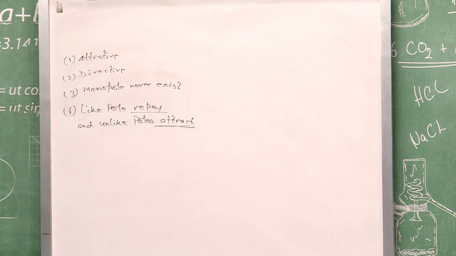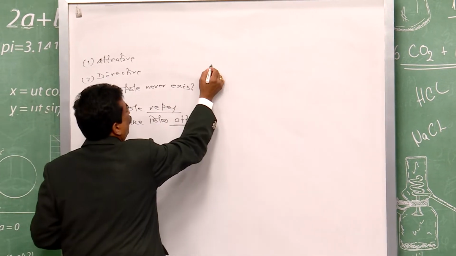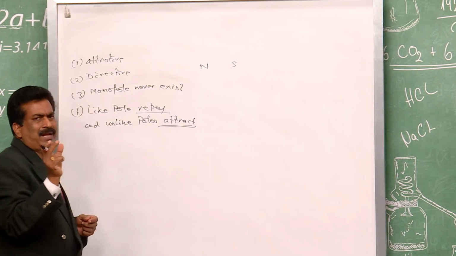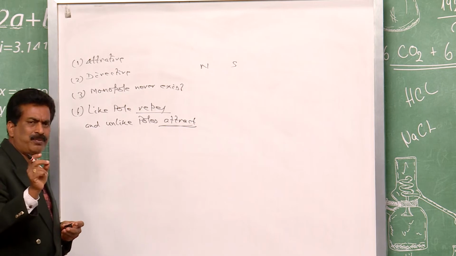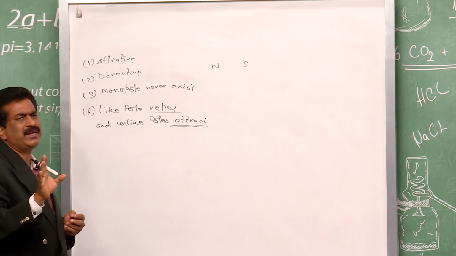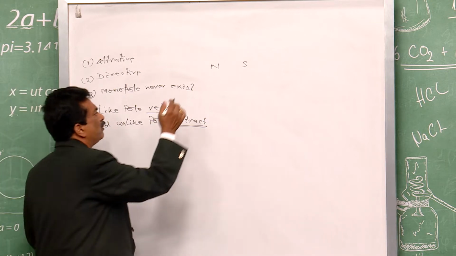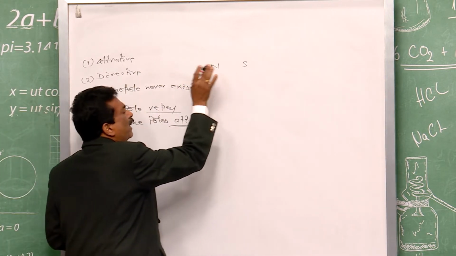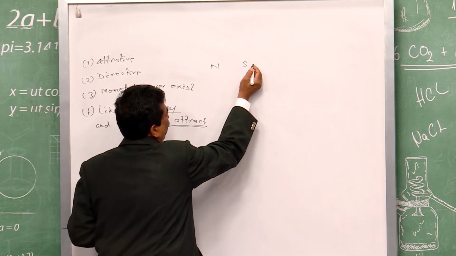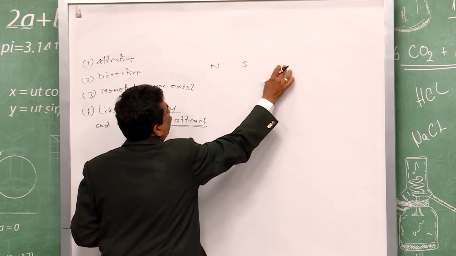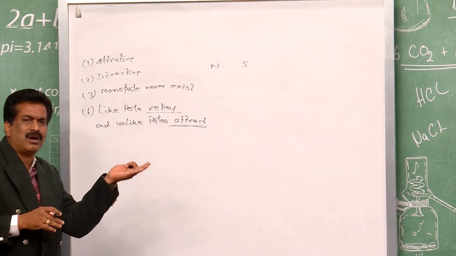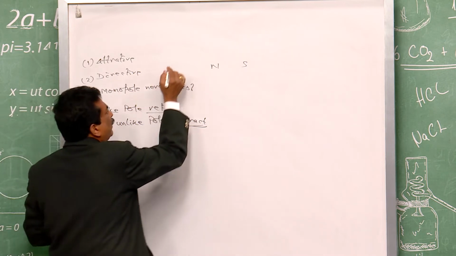So between the two poles, what are those two poles? One is the north, another one is the south. But in the magnet, the north pole or the south pole never exist in a single way. North and south exist simultaneously, means they are never separated. You cannot separate the south. When the south is taken, the north is automatically taken, as we discussed.